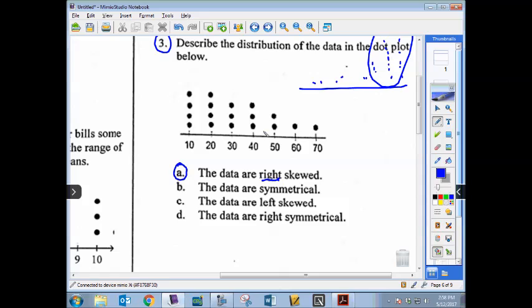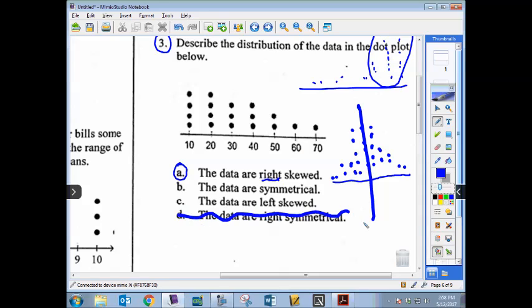It's clearly not symmetrical. Remember, symmetrical would be something like this, with a lot of dots in the middle, and then it tapers down on each side. If you cut it right there, it'd be like a mirror image of itself. So that would be symmetrical. And I don't even know about right symmetrical, it doesn't pertain to us.